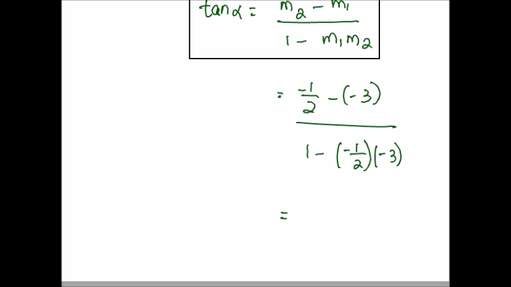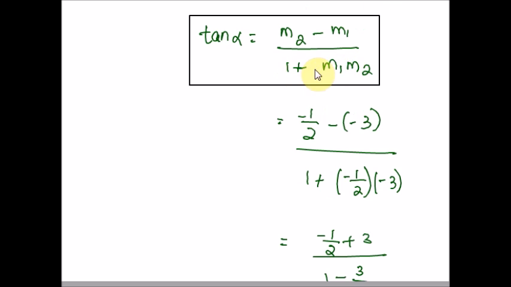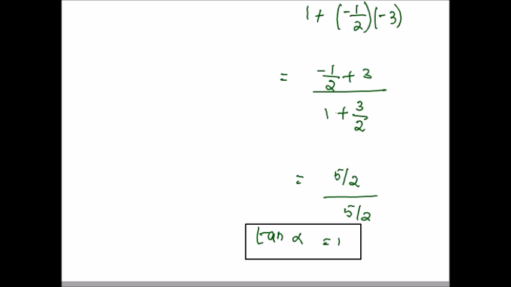The numerator is -1/2 plus 3. The sign in between would be plus. So -1/2 plus 3 will become -1 plus 6 over 2, which is nothing but 5 over 2. Same way in the denominator, 1 plus 3 over 2 would become 2 times, so 2 plus 3 is 5 over 2. Therefore tan alpha is nothing but 1. Hope you are clear with step number 2. We are just finding the angle where angle alpha is the angle QPR.